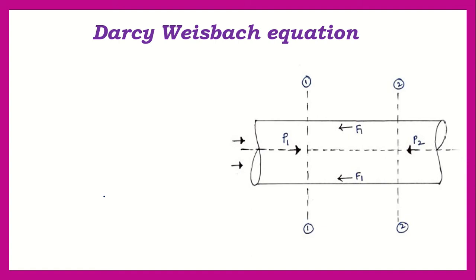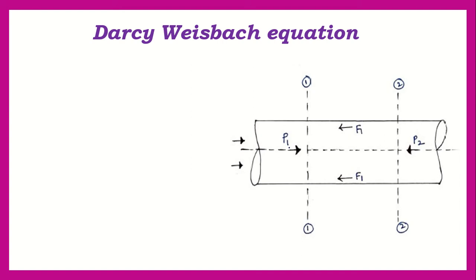For this, please observe the figure. Let's say that there is a pipe in which water or any fluid is moving. This pipe is horizontal and, let's assume, it is having steady flow. You can see here we have considered two sections, 1-1 and 2-2. Section 1-1 is at the inlet and section 2-2 is just before the outlet.